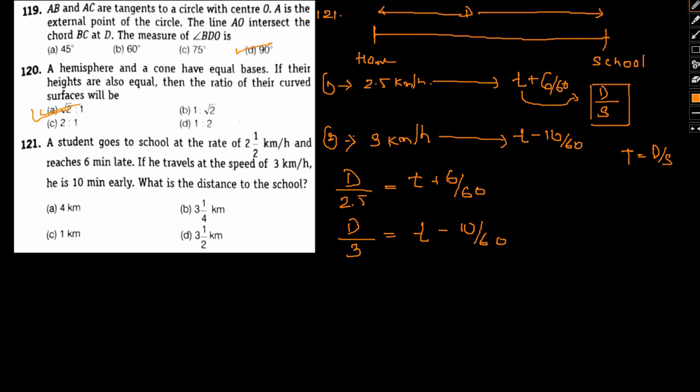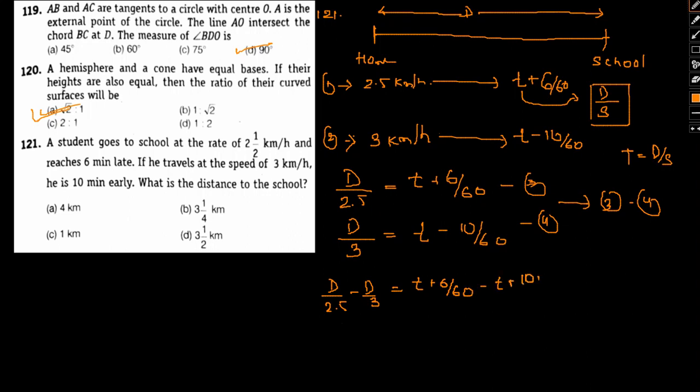Now let's do one thing. Say this is 3, this is 4. Let's perform the operation 3 minus 4. So what we can do here is that d by 2.5 minus d by 3 equal to t plus 6 by 60 minus t minus 10 by 60. Okay. t and t get cancelled out.